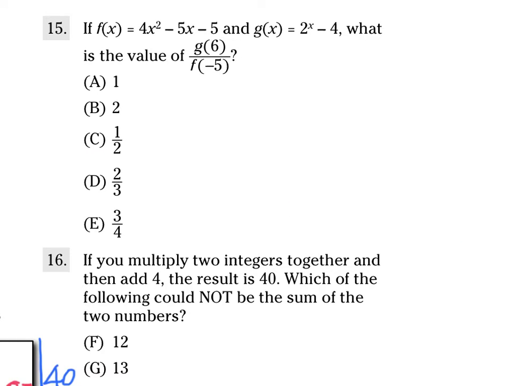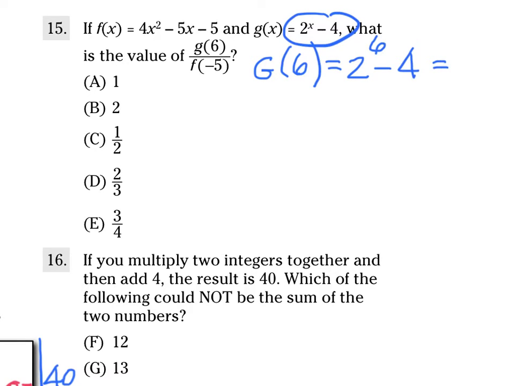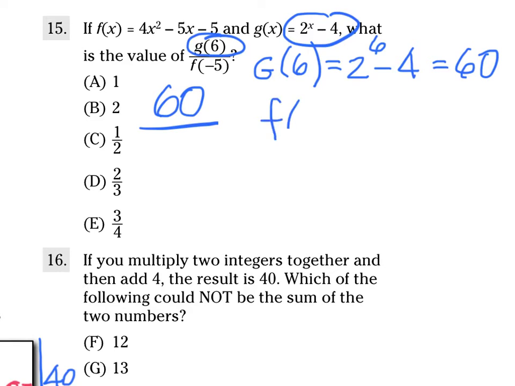For number 15 here, what is the value of G of 6 over F of negative 5? Well, we'll do G of 6 first, and that's going to be from this function here, 2 to the 6th power minus 4. 2 to the 6th power is 64, minus 4 is 60. So we'll put this on our master fraction here.